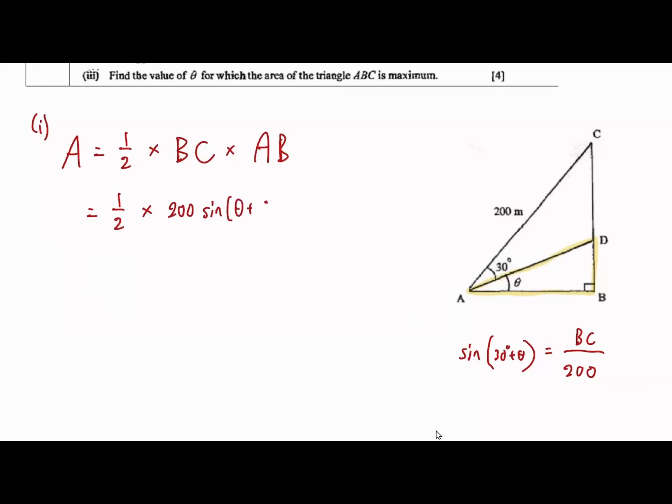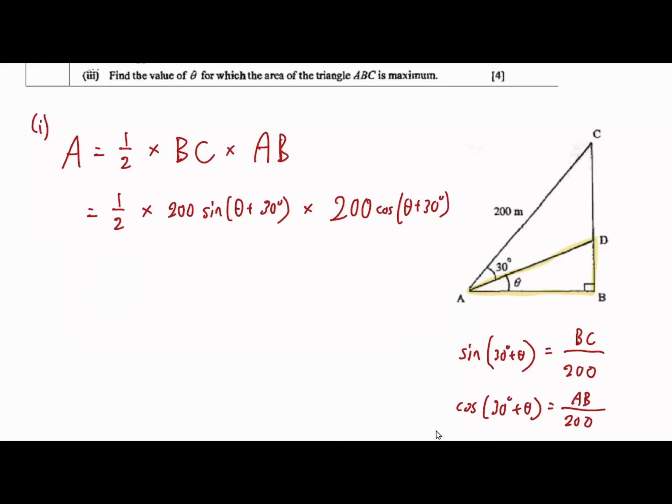AB. You use sine already. What else? We need AB now. Just now you use sine because that's opposite BC. So what's AB? Use 200 cosine theta plus 30. Yes. Okay, very good. Let's just write this down as cosine first, then use adjacent over hypotenuse 200.